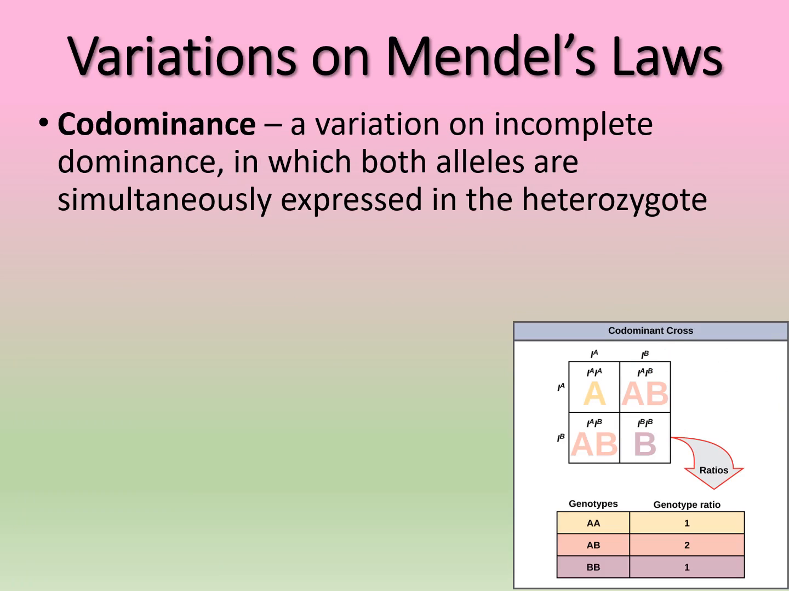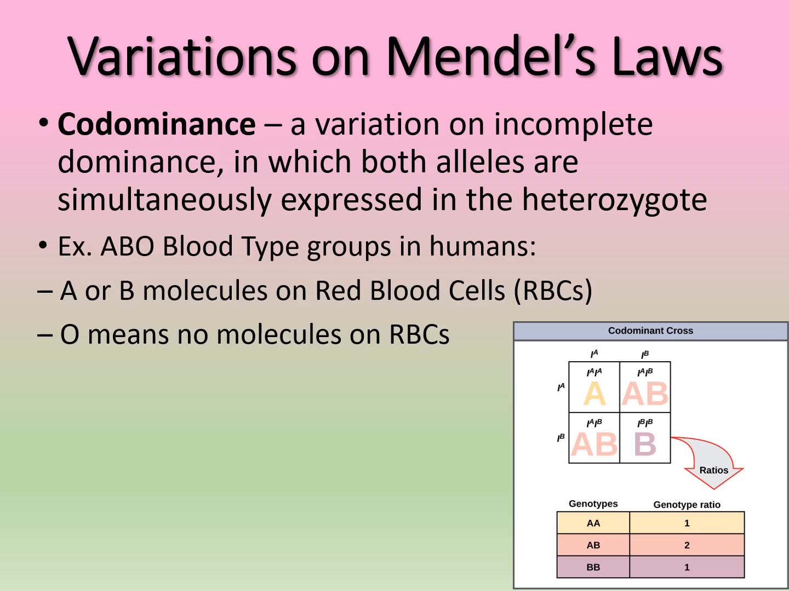So now what happens if we actually have what's called codominance, where it's a variation of incomplete dominance, where you actually get simultaneous expression of both alleles, okay? So we see this when we talk about blood types in humans. So we have many different blood types, right? We have A blood type, we have B blood type, and then we can combine those with an AB blood type. And then we also have an O blood type.